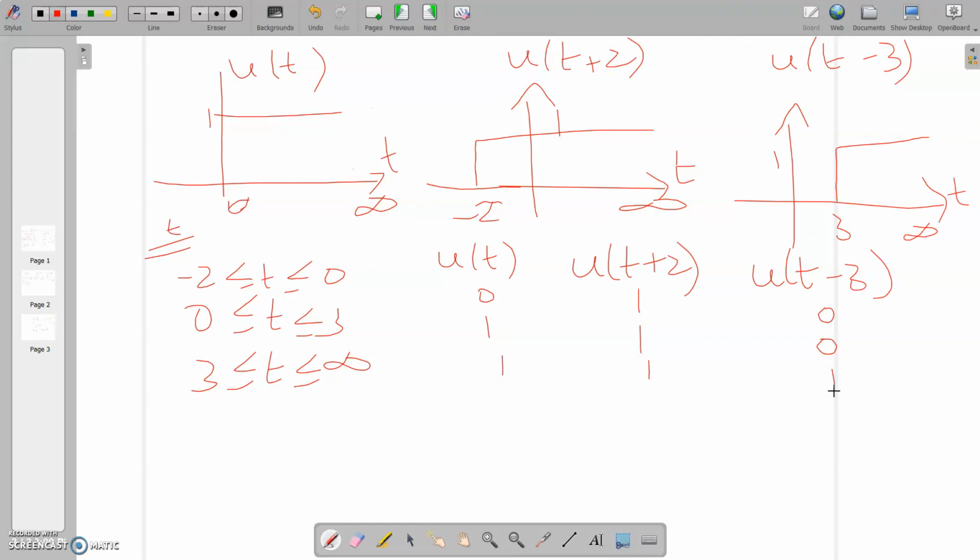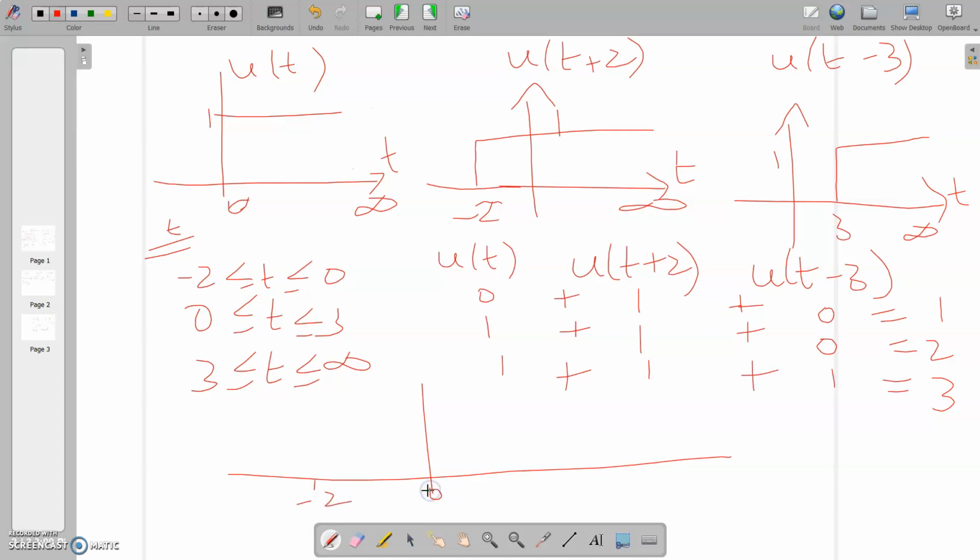Okay. So, while adding all these signals, I will be getting x of t. So, I have to add all these three values. Okay. So, 0 plus 1 plus 0 will be 1, 1 plus 1 plus 0 will be 2, and then 1 plus 1 plus 1 will be 3. Okay. So, this is my final signal where I will be getting three different ranges. Minus 2 to 0, the value is 1, and then 0 to 3, the value is 2, and then for 3 to infinity, the value is 3.